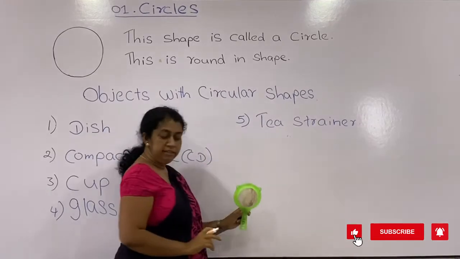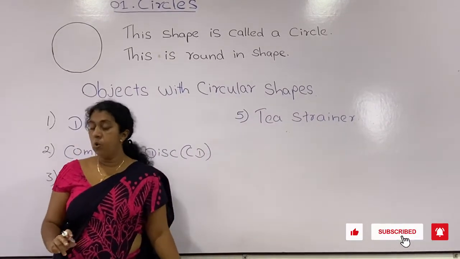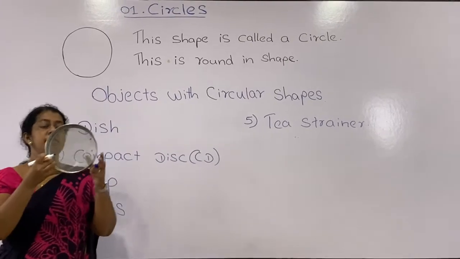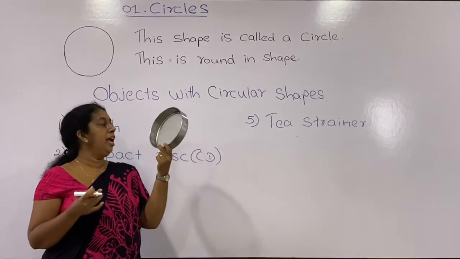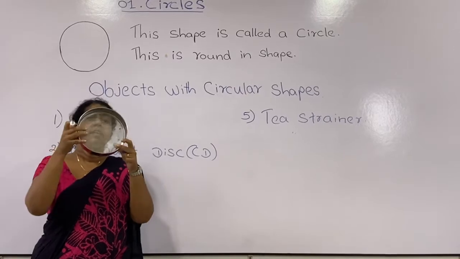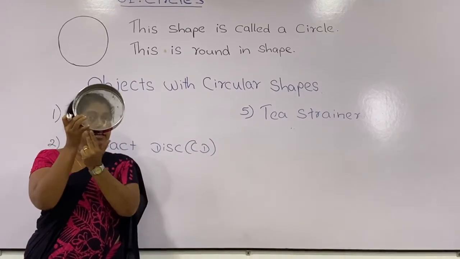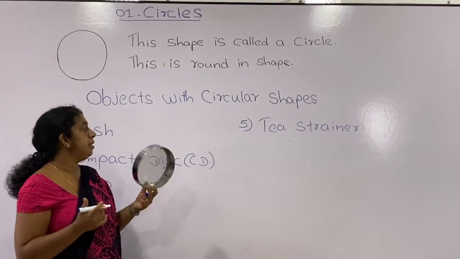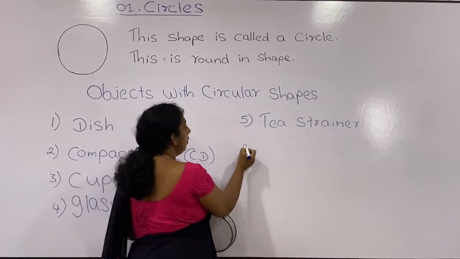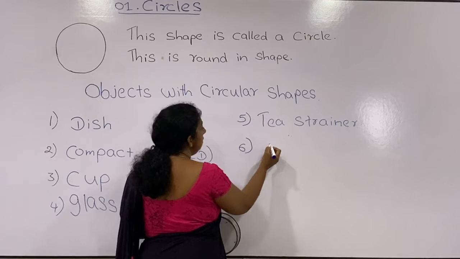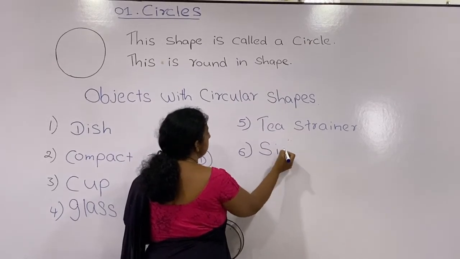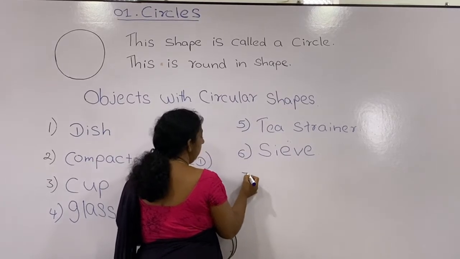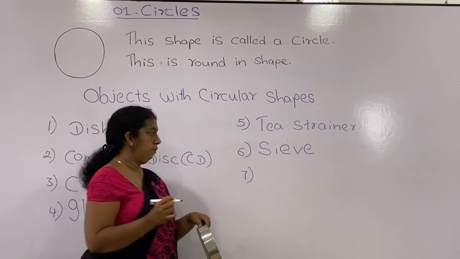Right? Then we shall see other objects in our environment. Then you can take this one. This is also something you can see in your kitchens. The shape is like a circle. So what is this? This is called a sieve. Right? So you can write the next one, sieve. S-I-E-V-E.